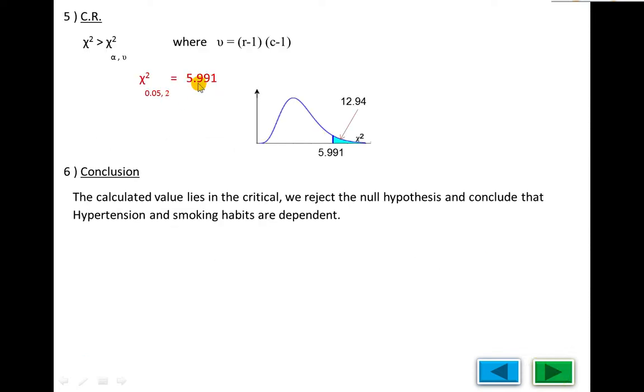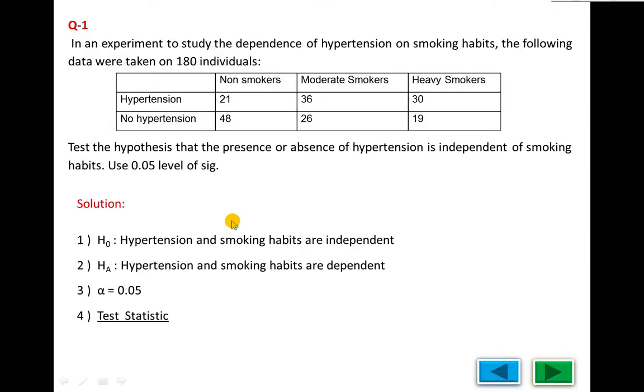The table value is 5.991, and this is the critical region. The calculated value 12.94 lies in the rejected region. So we reject the null hypothesis because the calculated value lies in the critical region, and conclude that hypertension and smoking habits are dependent. We reject the null hypothesis, which means hypertension and smoking habits are dependent.